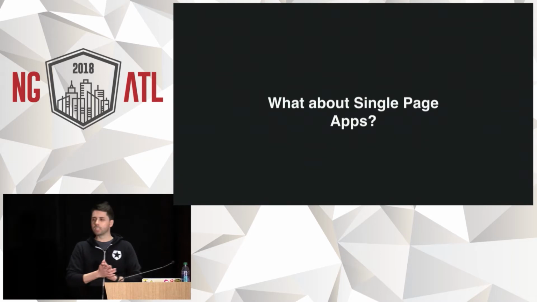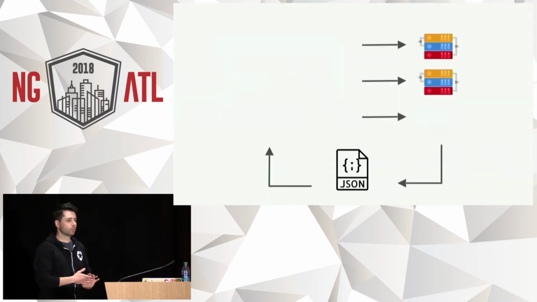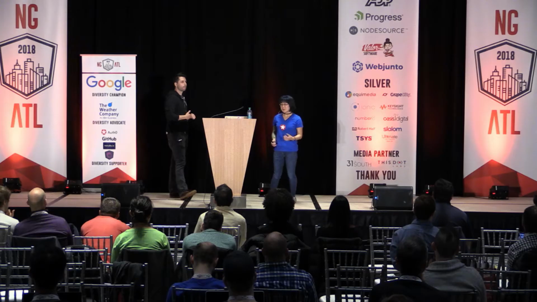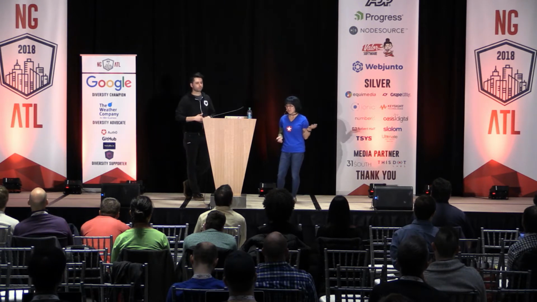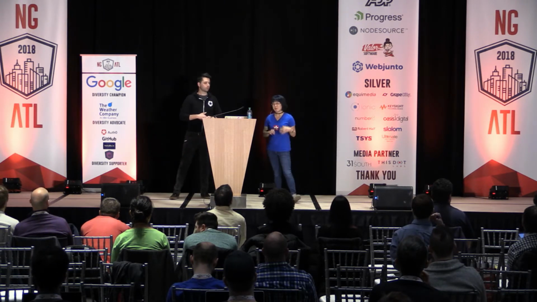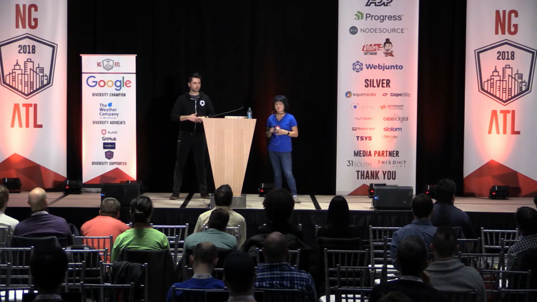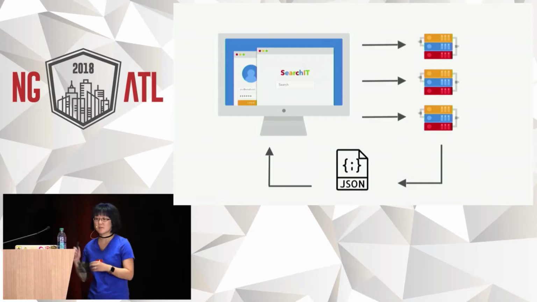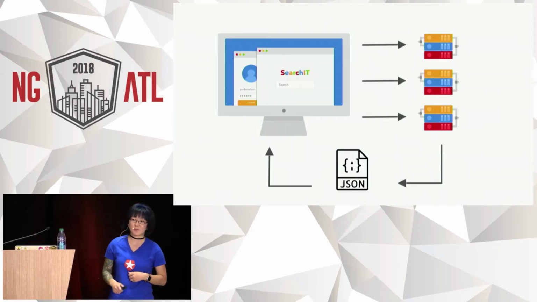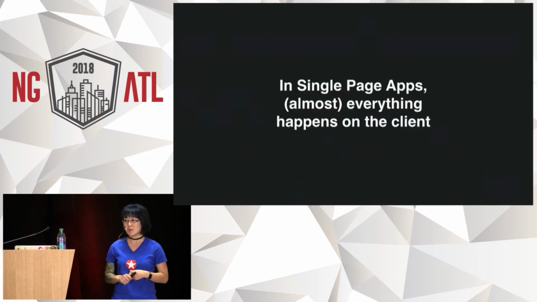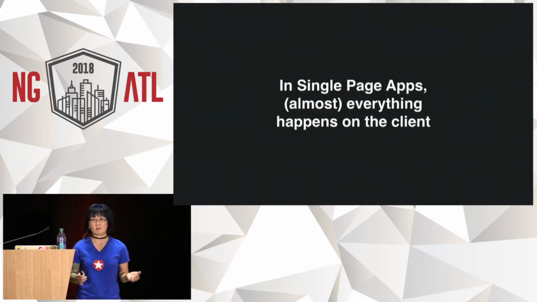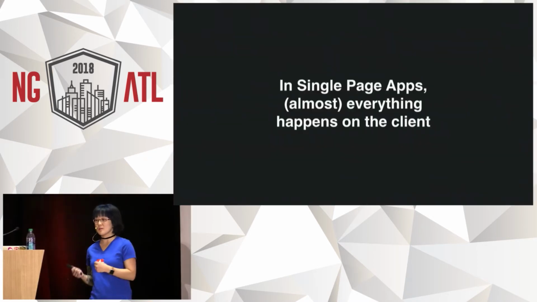But what about the case for single-page applications? Well, in a single-page application, the client is really the dominant player. So you have your app running in the browser, and the app might make calls to an API, or possibly multiple APIs. And typically, the server will send back the response as JSON. So in single-page applications, almost everything happens on the client.